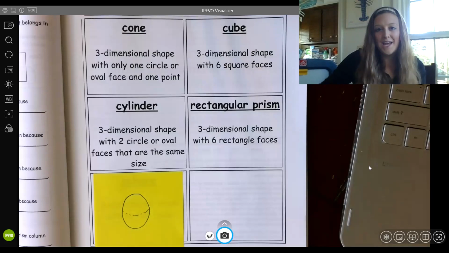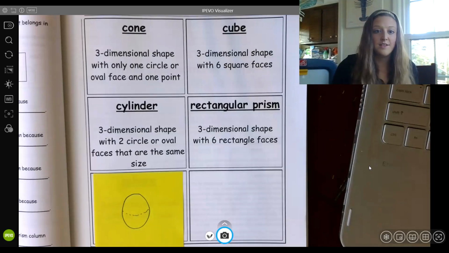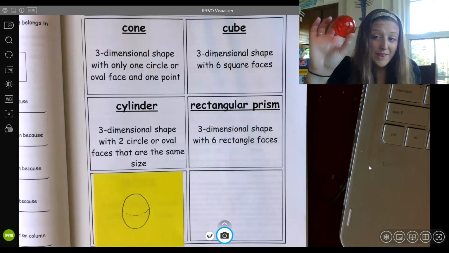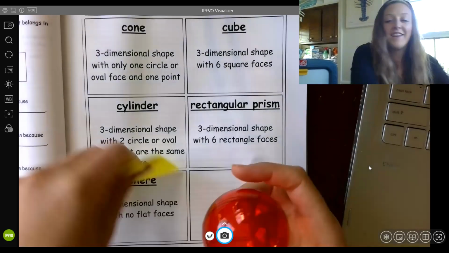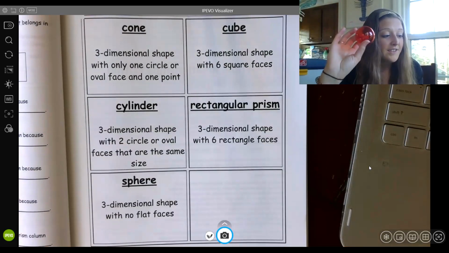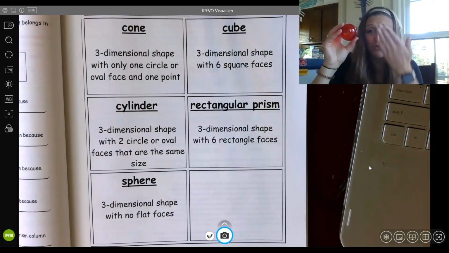And last but not least, we have a shape that is round. Kind of looks like a ball. But the big math word we use for it is called a sphere. Okay? This sphere is a three-dimensional shape. It has no flat sides and it has no faces.